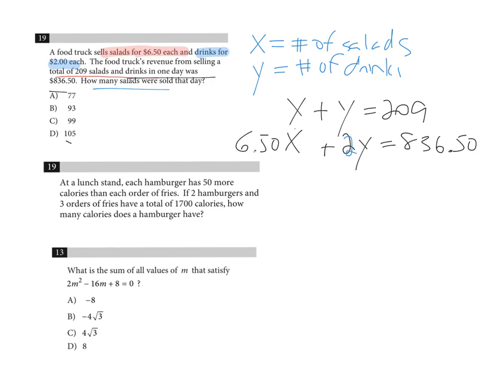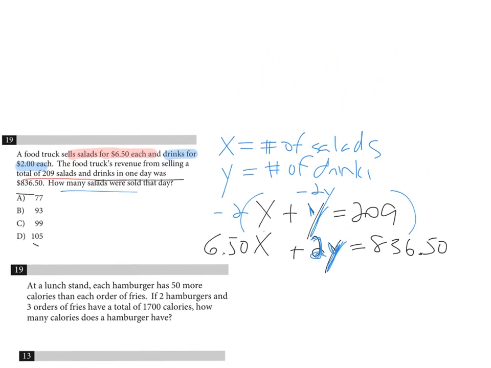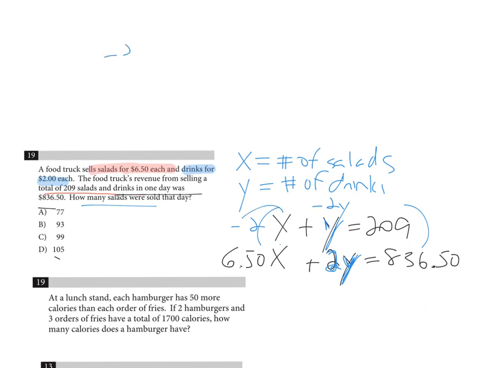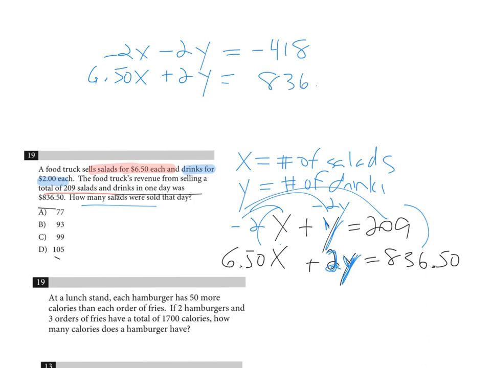I have a positive 2y on the bottom. I would like the top y to be a negative 2y so that they would cancel. So I'll take negative 2 and distribute it to the top equation. So here I'm going to have negative 2 times x, or negative 2x, negative 2 times y, negative 2y, that's what I wanted, and then 209 times negative 2, so that's negative 418. The second equation is still 6.50x plus 2y, that equals 836.50.